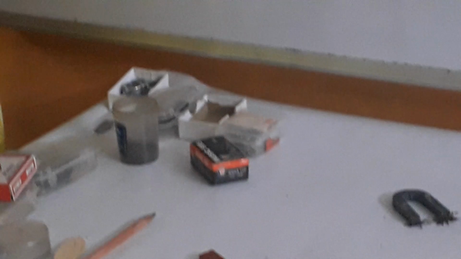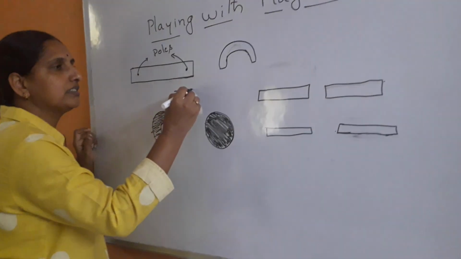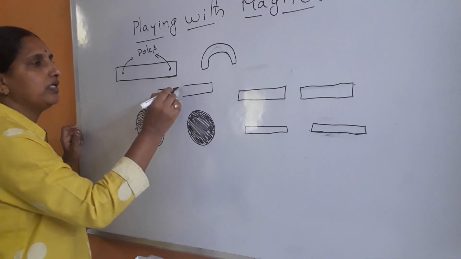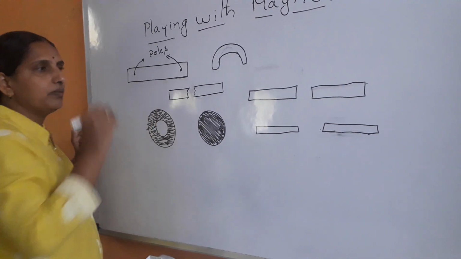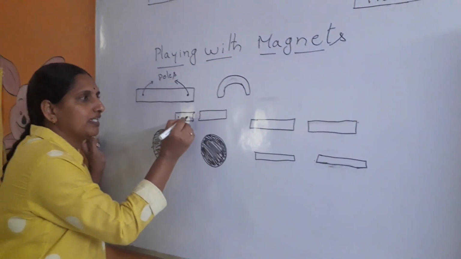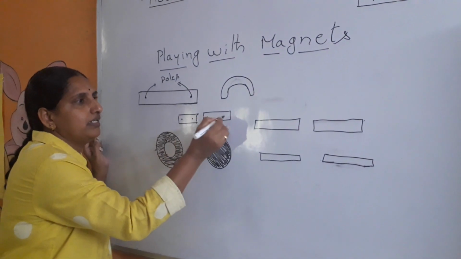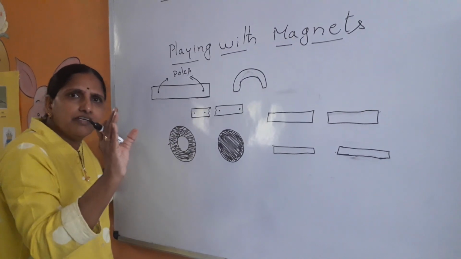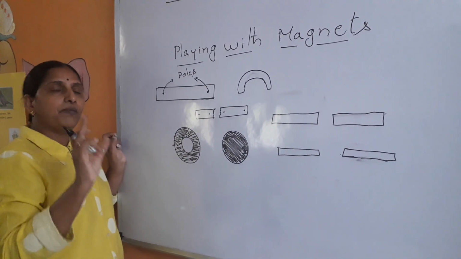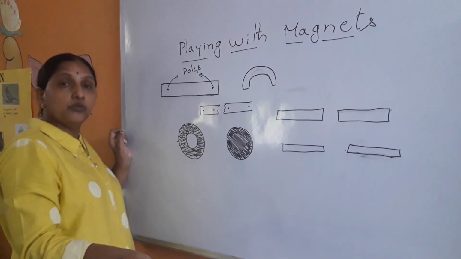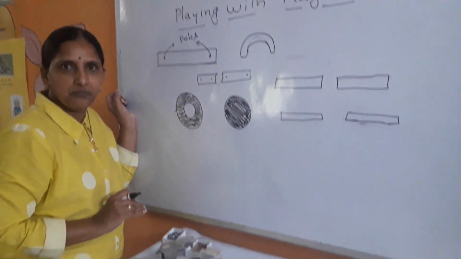Means if a magnet is broken, let me say this is my magnet, I am breaking it in between, and this is one piece and this is one piece. Even then it has two poles again. Each piece has two poles, which means each piece is behaving like another magnet. You have seen that here just now.